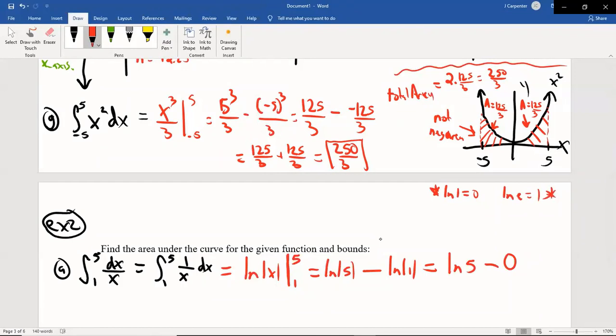Now, what happened to the absolute value of 5? Well, the absolute value of 5 is 5, so I drop the absolute value. And then the natural log of 1 is 0. We don't need to write minus 0, so we just write the natural log of 5.